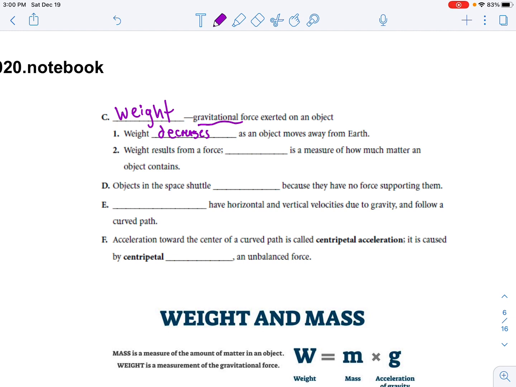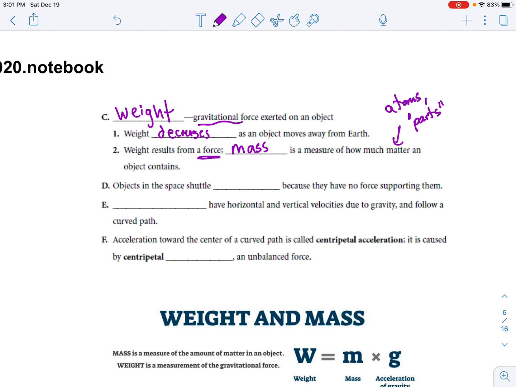So weight is this force of gravity pulling you down. It is not the same as the word mass. Mass is a measure of how much matter an object contains. And matter is all of the atoms you're made of. So all the parts.